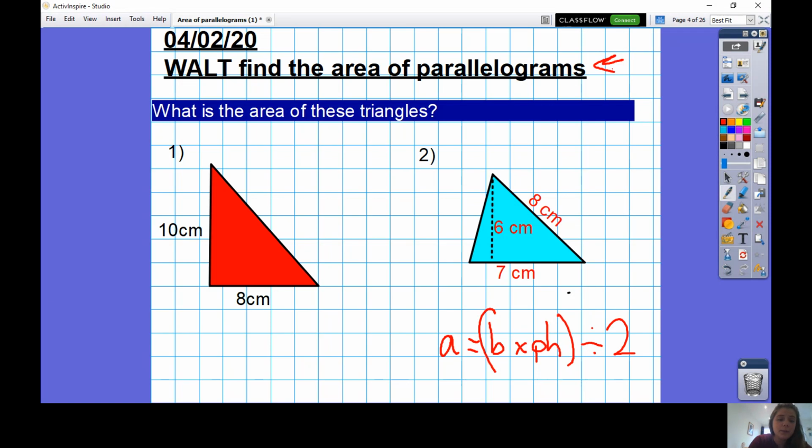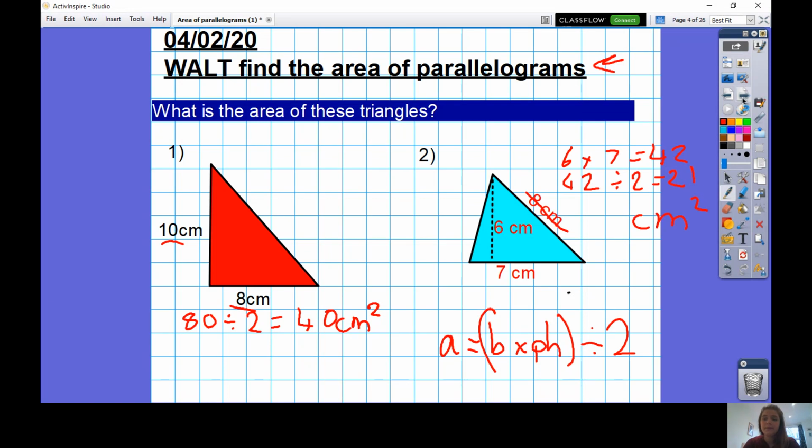Okay, question 1. 10 times 8 is 80. 80 divided by 2 is equal to 40. And your unit of measure is centimeters squared, because we're looking at the interior measurement. Okay, let's look at question 2 then. Step 1, 6 times 7 is 42. Don't use this 8, remember that's not perpendicular height. 6 times 7 is 42, and then 42 divided by 2 is going to be 21, and your unit of measurement is centimeters squared. Well done if you got both of those questions from yesterday.